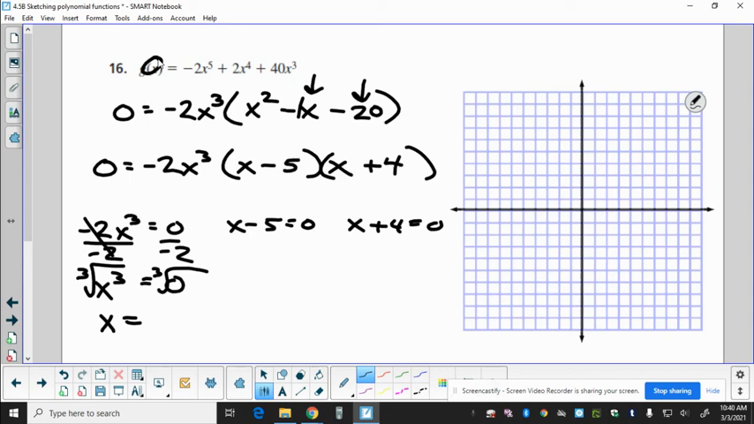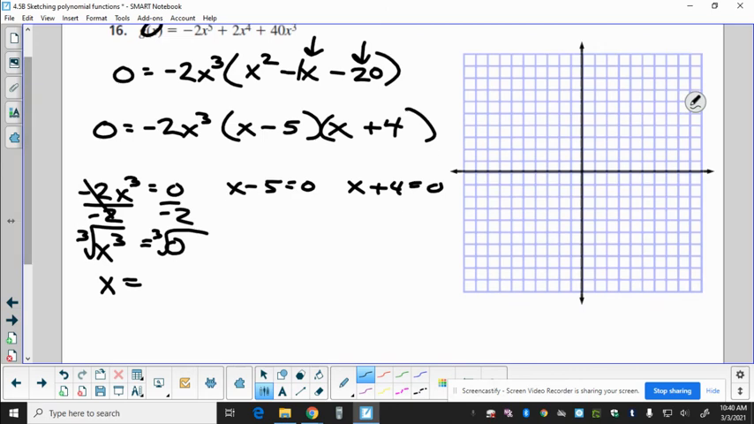Okay, so that means x, that cube root undoes a cube. The cube root is 0. What times itself three times is 0? 0. That's a triple 0. That's something new. We haven't actually had a chance to talk about it, but we will now. So that's triple. The other two solutions are single zeros. They're going to have 5 and -4.